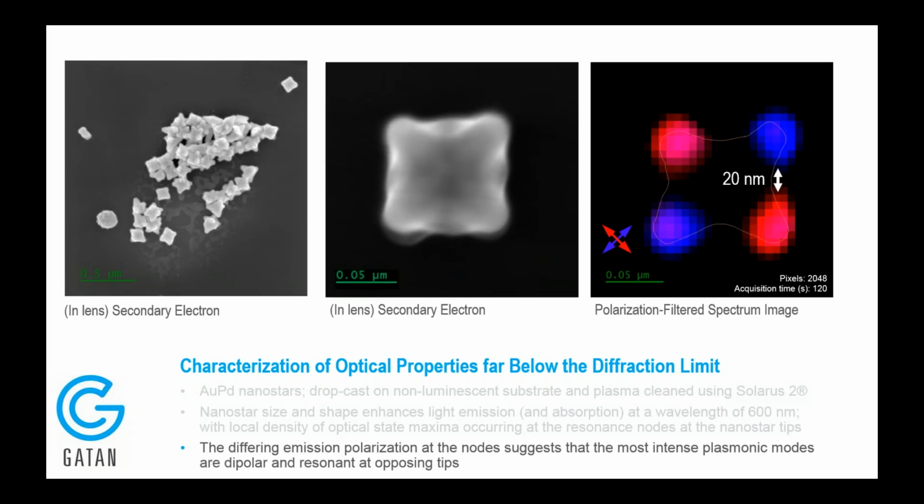Now, we use in this map 2 different polarization filters to separate out different linear polarizations. And what you see is that the 2 tips opposite each other emit light with the same polarization, and the ones orthogonal emit at a polarization rotated by 90 degrees. And this differing emission polarization suggests that the most intense plasmonic modes are dipolar and resonant at opposing tips. So this reveals deeply the physics that are going on within our material.